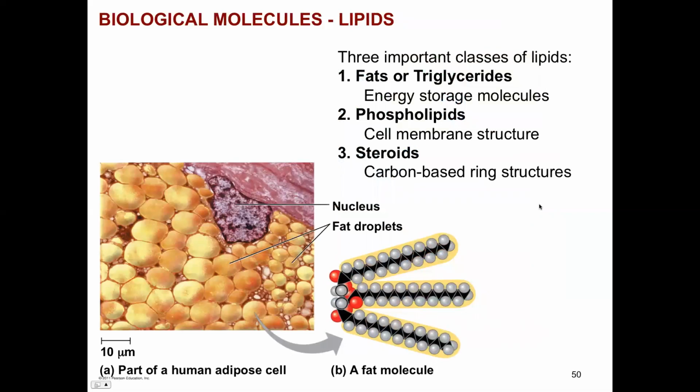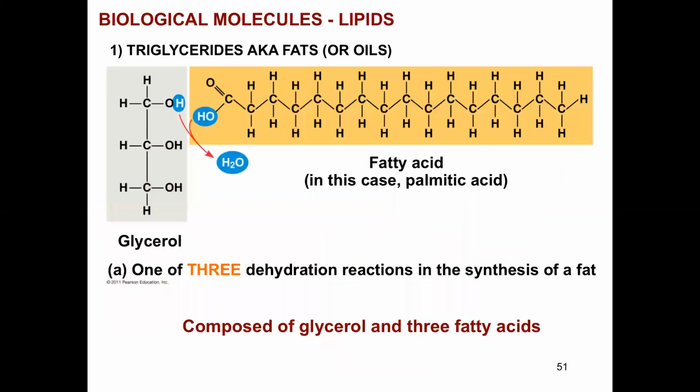Now, lipids. So remember, not polymers. They come in 3 flavors: fats or triglycerides, phospholipids, and steroids, all right? So fats, triglycerides, energy storage, phospholipids, cell membranes, steroids, they've got those ring structures. I think most of them, in our case, will encounter them as hormones.